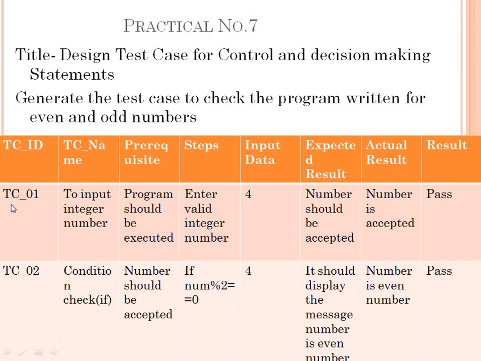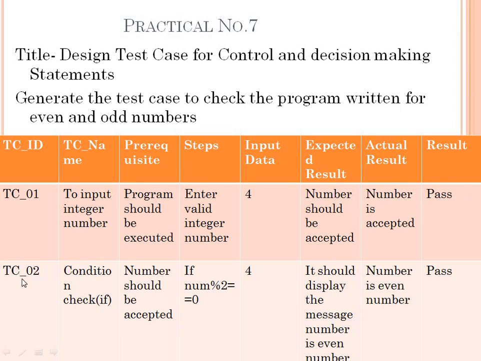The first is test case number 1, to input integer numbers. Here we require an integer number as input. The prerequisite is that the program should be executed. The step is to enter a valid integer number. Here we only put an integer number, not a floating number. The input data is 4. The expected result is that the number should be accepted. The actual result is that the number is accepted, so the test case is passed.